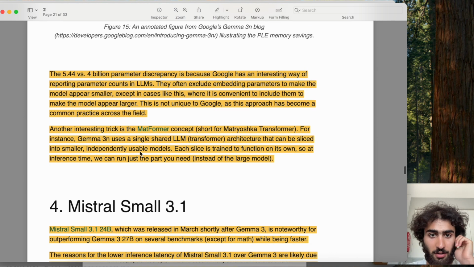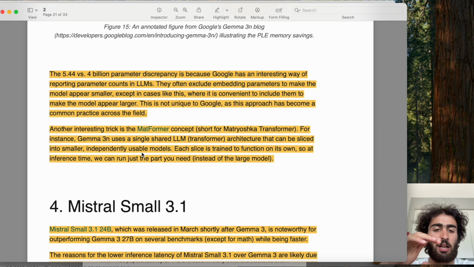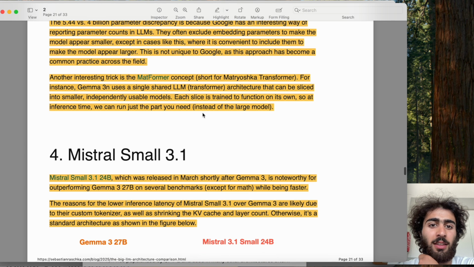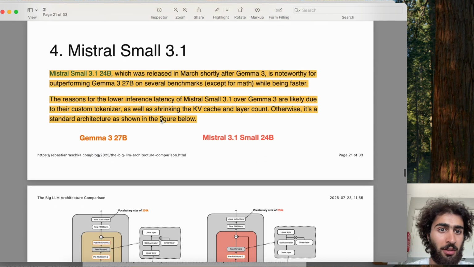And another thing which I discovered while reading this is something called the MatFormer concept, which means that we can split up our transformer into blocks that are themselves usable. So Gemma 3n uses a single shared LLM transformer that can be sliced into smaller independently usable modules, and each slice is trained to function on its own. So at inference time, you can just run the part you need instead of a larger model. So perhaps based on the modality, you can run a specific subset of the transformer, which is quite compelling.